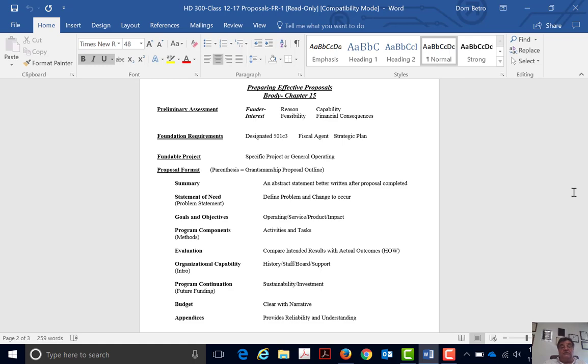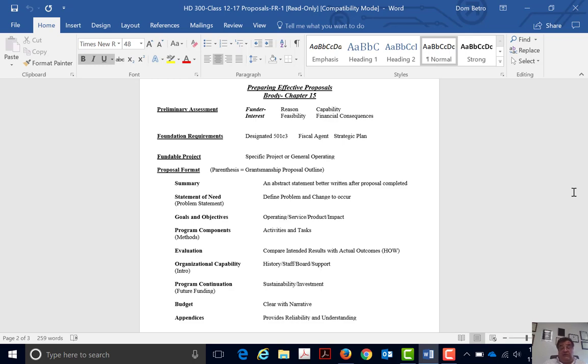Foundation requirements usually include needing to be a 501c3 organization, which is the typical designation for a social or human service agency that is rendering services as a nonprofit tax exempt. If you don't have that designation, one of the other ways you can maybe still pursue money from foundations is by having a fiscal agent.